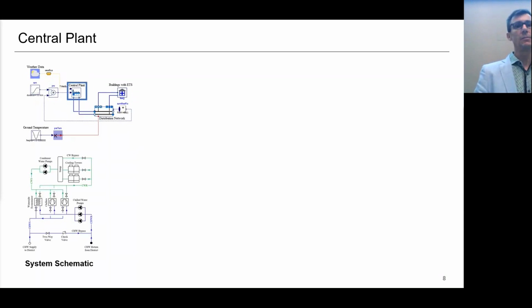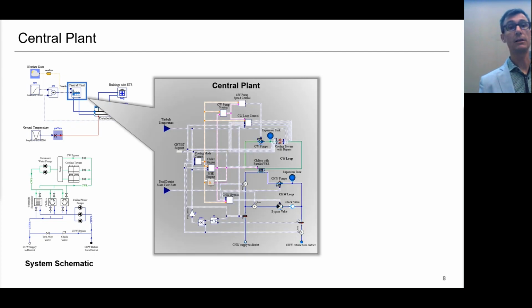So starting with the central plant, you can probably recognize here the system schematic that's shown on the lower part. And this is one part that we implemented in the central plant icon using the hierarchical modeling of Modelica. One of the benefits of this approach is that with Modelica, you actually see a one-to-one correspondence between the actual real equipment and the corresponding model implementation in Modelica.